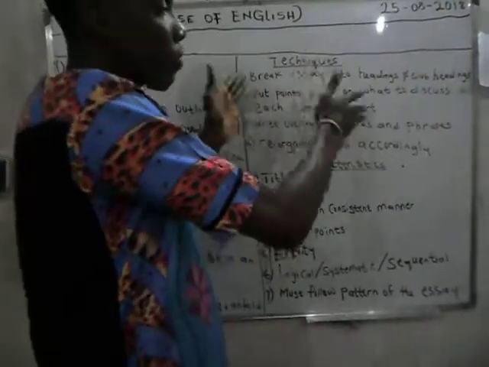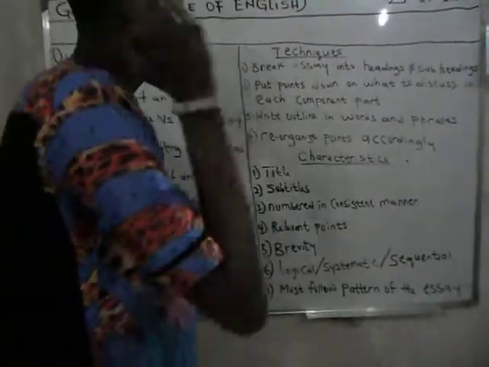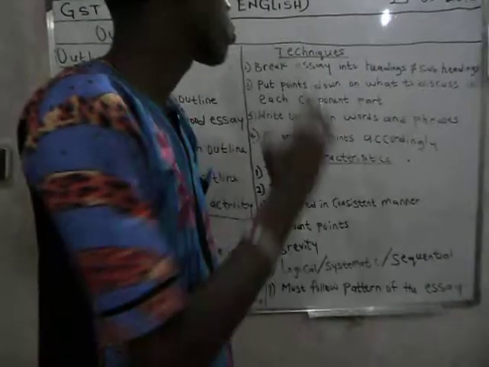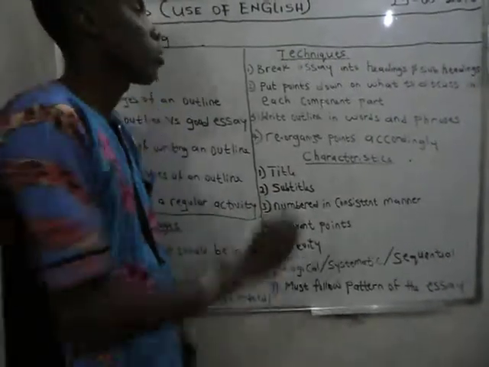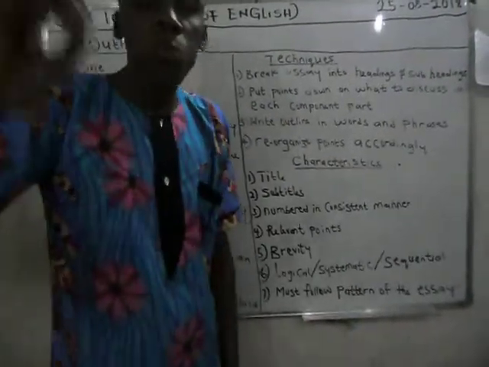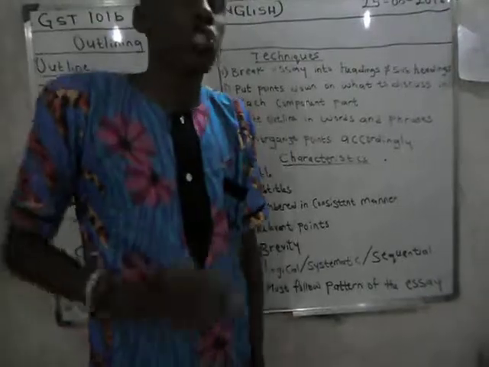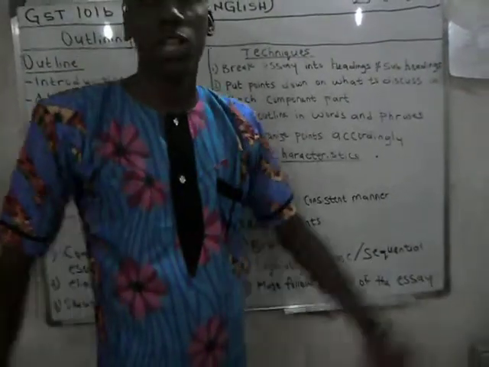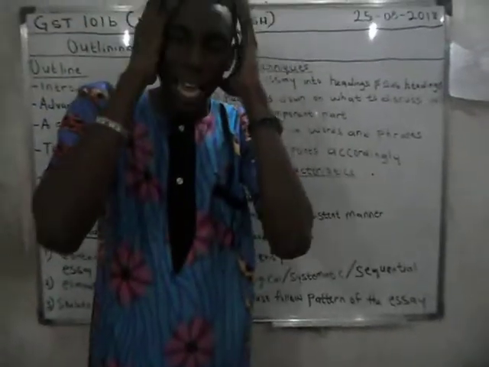You must divide it into what? Headings and subheadings. Secondly, for you to be able to write a good outline, you must be able to what? Put points down on what to discuss in each component part. You must put some points down on what to discuss. Remember, our topic was what? Part of the body, and we said the part of the body can be divided into 3: the head, the main body, and the legs.